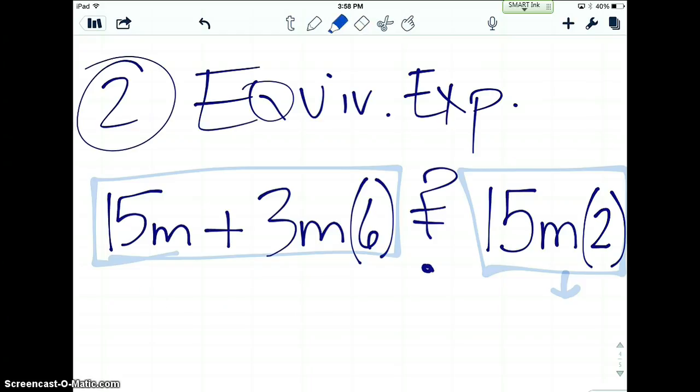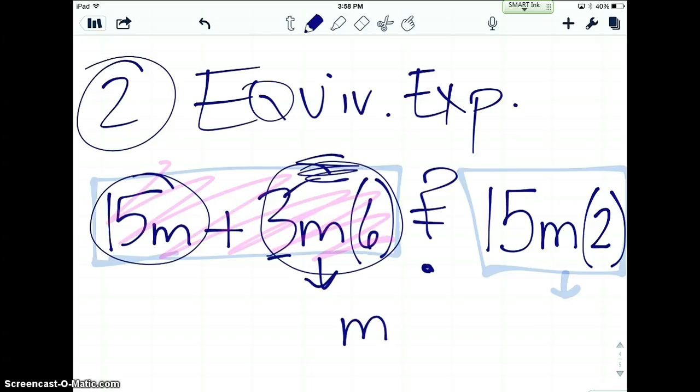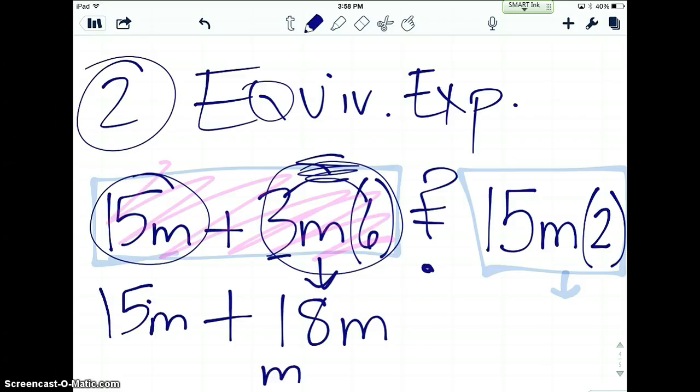So let's go ahead and take a look at the one on the left. I have two terms. And this term over here, I could simplify a bit more. The coefficient in front of the m is not 3. It's being multiplied with 6. So there's really 18m sitting there, which is being added to the other 15m. So in total, I have 15 of these m's, 18 of these m's. So in total, I have 33 of those m's.